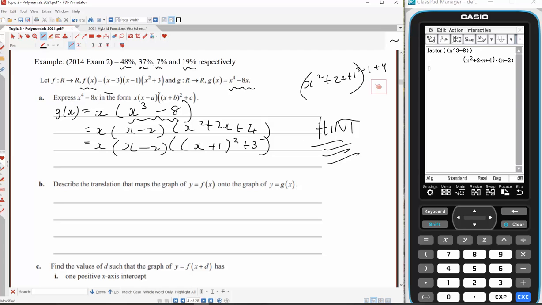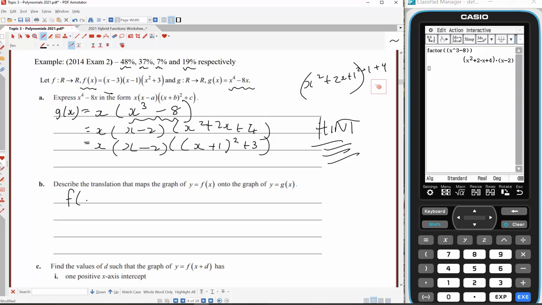So anytime you do something in a methods paper and you're not really sure why you did it, the examiners don't get you to do this just for kicks. They want you to know something, alright? They want you to know that you can get this quartic into this form, which looks a little bit like this form. Alright, describe the translation that maps f of x onto the graph of g of x.